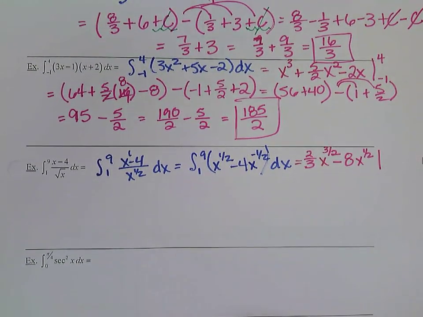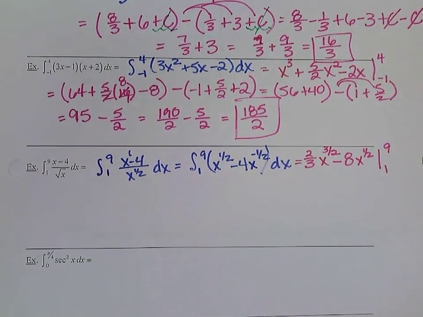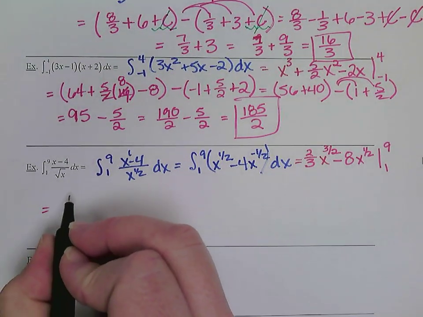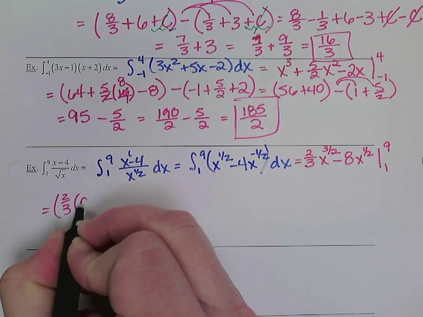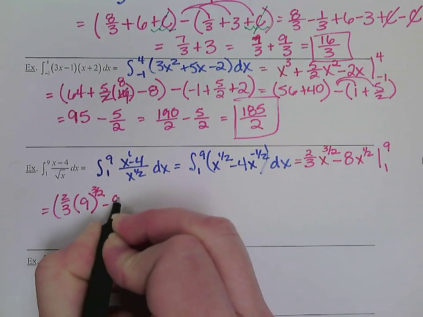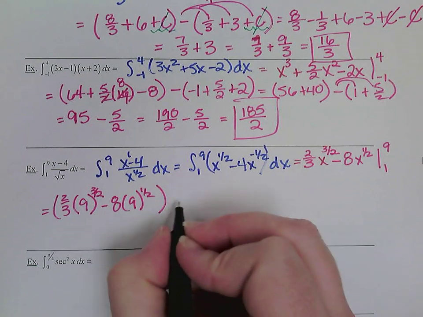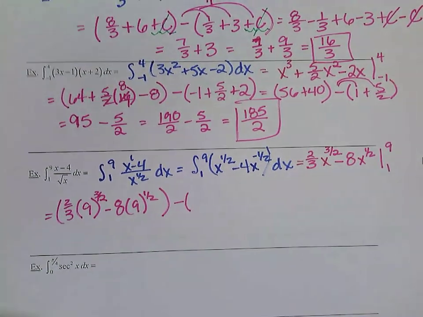So now we're going to evaluate that starting at 1, stopping at 9. So we have 2/3 times 9 to the 3/2 minus 8 times 9 to the 1/2 minus, we'll pause for the pledge.